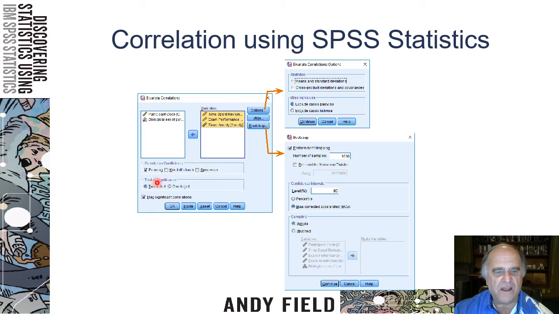Also, I should note here, we're calculating a Pearson's correlation coefficient. We're testing for significance using two-tailed tests, and we're flagging the significant correlations. So once we enter all this in, we would hit Continue here, and then we would hit OK, and it's going to calculate the correlation coefficient.